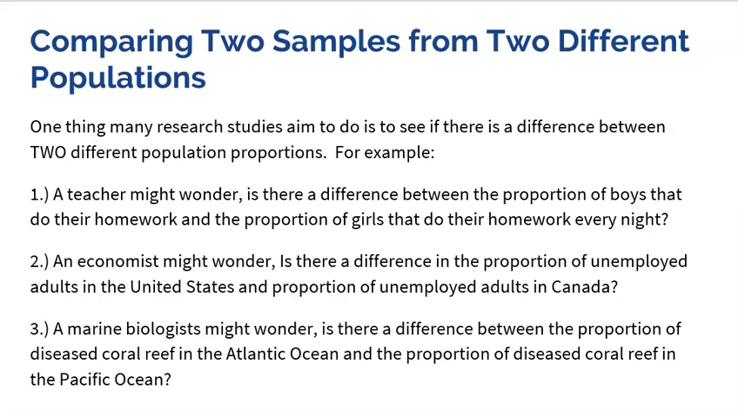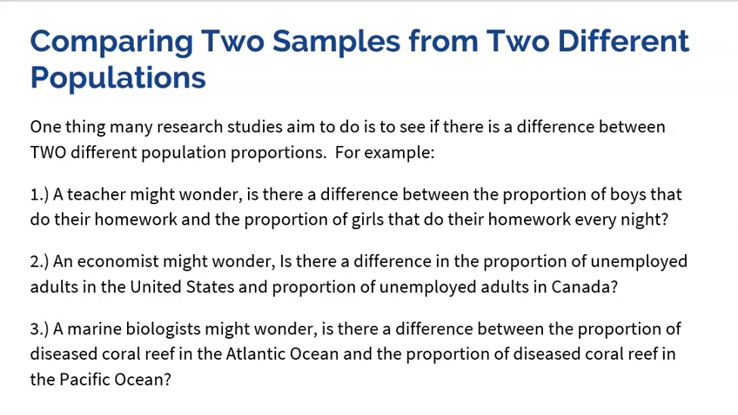Another example could be an economist might wonder, is there a difference in the proportion of unemployed adults in the United States and the proportion of unemployed adults in Canada? So again, we've got two different populations, adults in the US and adults in Canada, and we want to know, is there a difference in the proportion of unemployed adults in each population? A third example is a marine biologist might wonder, is there a difference between the proportion of diseased coral reef in the Atlantic Ocean and the proportion of diseased coral reef in the Pacific Ocean? Again, two different populations.